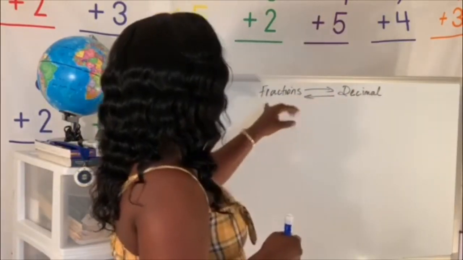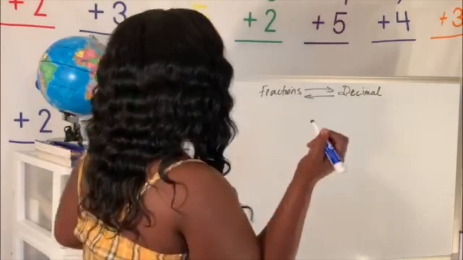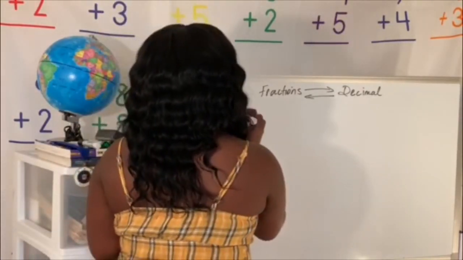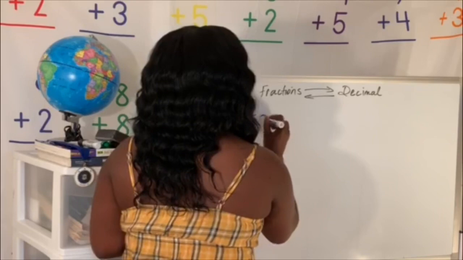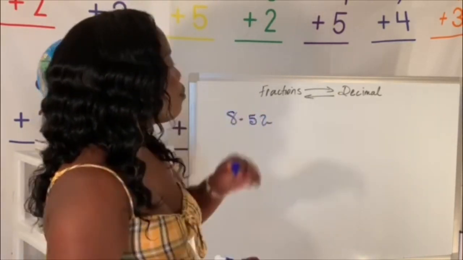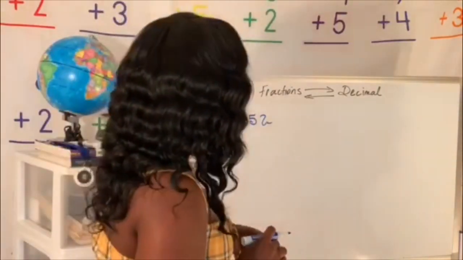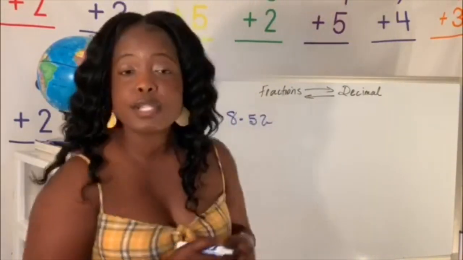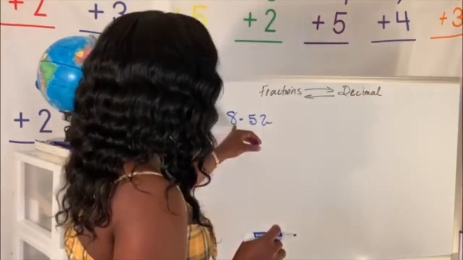With decimal now back to a fraction. So say for example, we had this decimal 8.52, and we're told that we need to convert 8.52 back to a fraction. How would we do this?